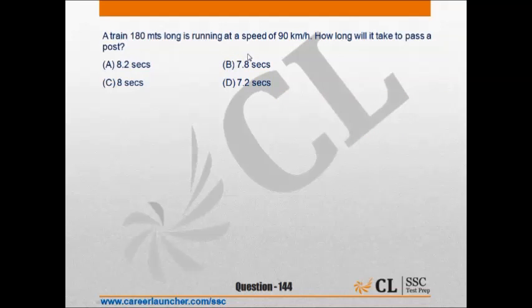The next question is, a train 180 meters long is running at a speed of 90 km per hour. How long will it take to pass a post? As you can see, in all the options the answer is given in seconds. Therefore, we have to change the speed from kilometers per hour into meters per second. That is done by 90 into 5/18. That would give me 25 meters per second. Now, the distance to be travelled is 180 and the speed of the train is 25.